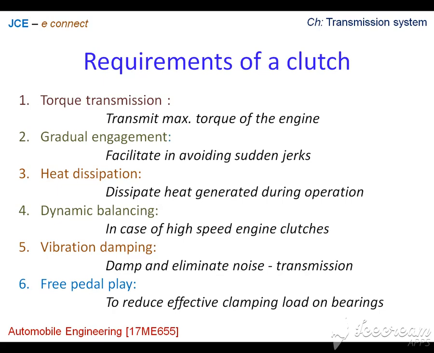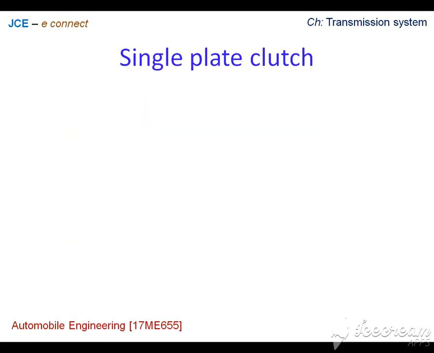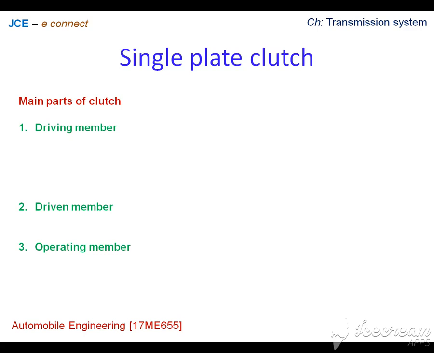The clamping load has to be reduced, thereby really reducing the strain that comes on the rest of the part of the pedal. Moving further, we'll look at the constructional features of the single plate clutch. The clutch basically has three members: driving member, driven member, and operating member.